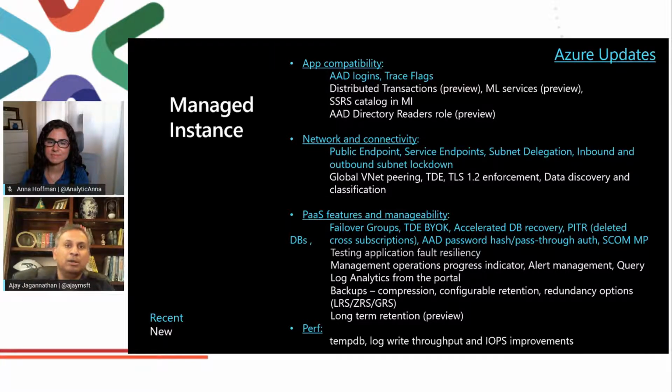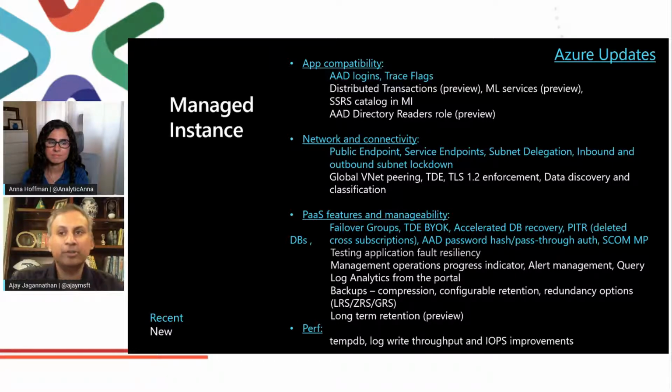to managed instance. Network and connectivity is an area where we get continuous feedback to improve the story and footprint. So we have recently announced features like service endpoints, subnet delegation, and most recently global VNet peering. So if your managed instances are in different Azure regions, you no longer have to set up a site-to-site connection. You can just do VNet peering and set it up, as well as bring your own keys with TDE and TLS requirements. And finally, we have enabled data discovery and classification for classifying your highly confidential data.